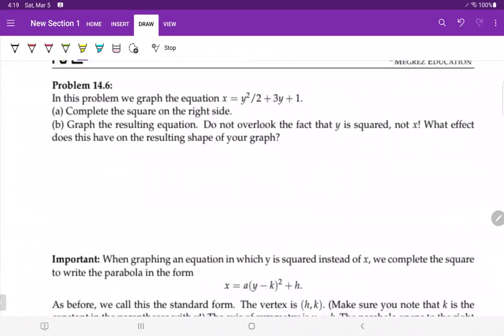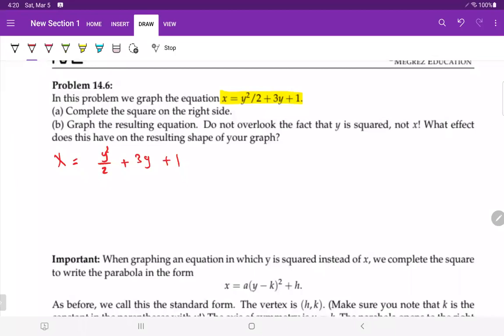Okay, now we have something else. Something funny and something similar to what Ryan mentioned. In this problem, we graph this equation. X equals y squared over 2 plus 3y plus 1. Let's complete the square on the right-hand side. Okay, so let's complete the square here. X equals, remember, this is x equals, okay? X equals y squared over 2, 3y plus 1.